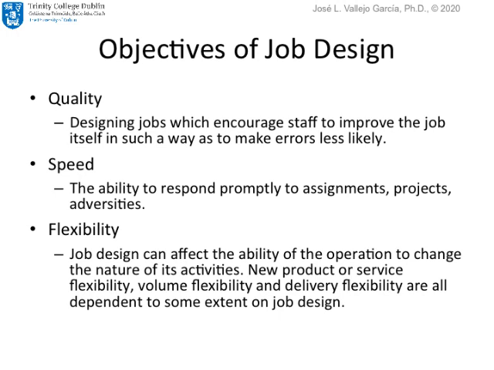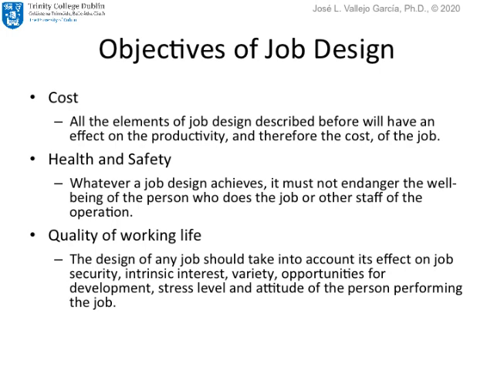So quality, speed, and then flexibility. Job design can affect the ability of the operation to change the nature of its activities. New product or service flexibility, volume flexibility, delivery flexibility are all dependent to some extent on job design. So quality, speed, and flexibility are objectives related to job design. We also have cost objectives. All the elements of job design described before will have an effect on productivity and therefore on the cost of the job. Then health and safety.